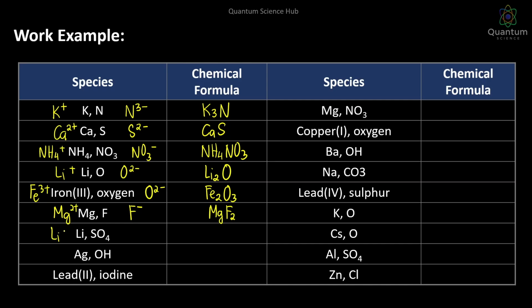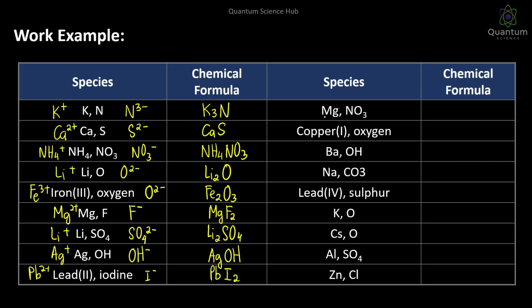Next, lithium, positive, SO4 sulfate, right? 2 negative. It will become Li2SO4. Silver, Ag, is positive, while hydroxide OH is negative. So it will become AgOH. Lead 2. So lead 2 here is Pb2+, while iodide here is I-. So it will become PbI2.